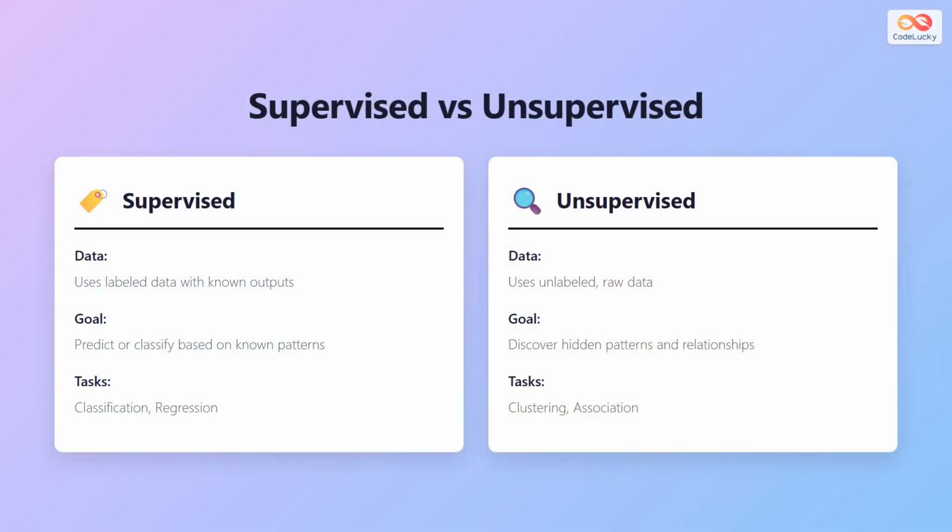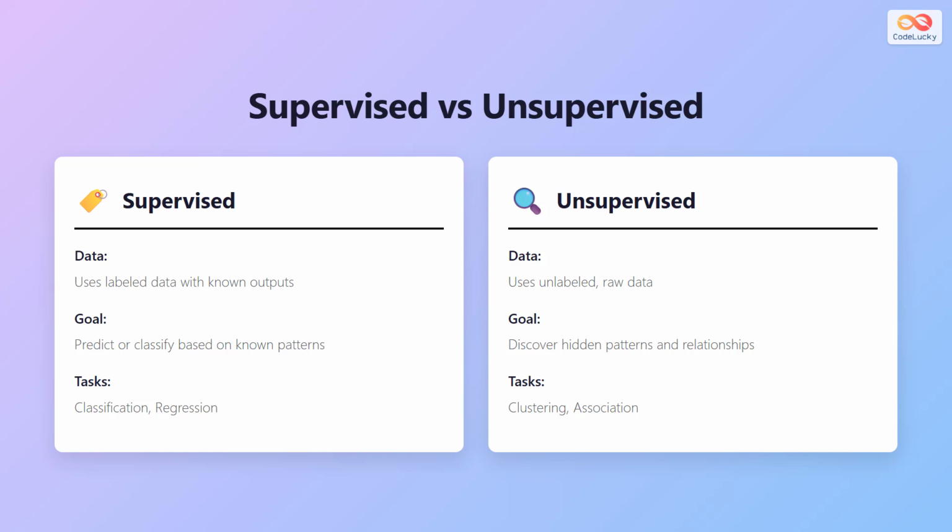Data mining uses two learning approaches. Supervised learning works with labeled data, meaning the answers are already known. You have training data where the correct outcomes are marked. The algorithm learns these patterns and applies them to new data. Classification and regression are supervised tasks. For example, predicting house prices using historical price data.